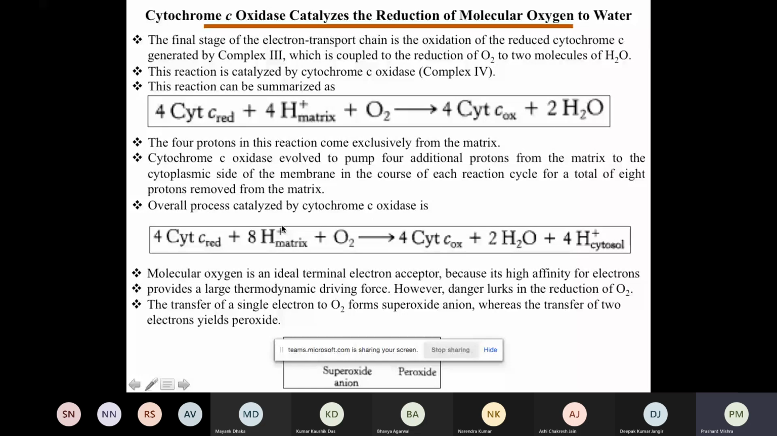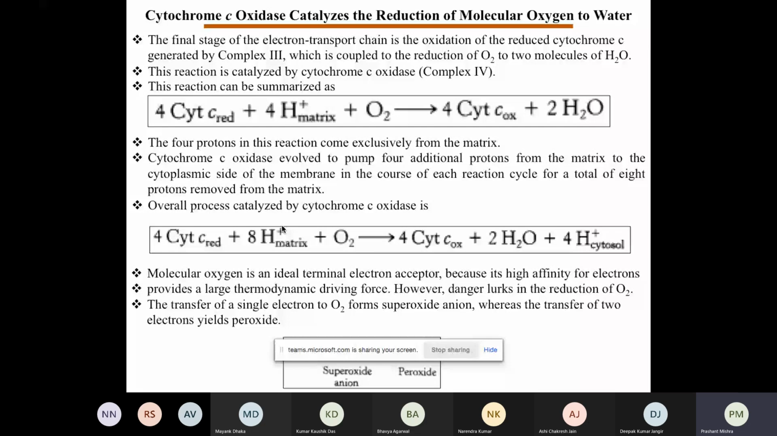So we have moved on from the first complex, second complex, and third complex. This is the third complex where you are looking at how electrons are moving. Now cytochrome C oxidase, the enzyme, is the fourth complex. So which one is the second complex? Can you recall?